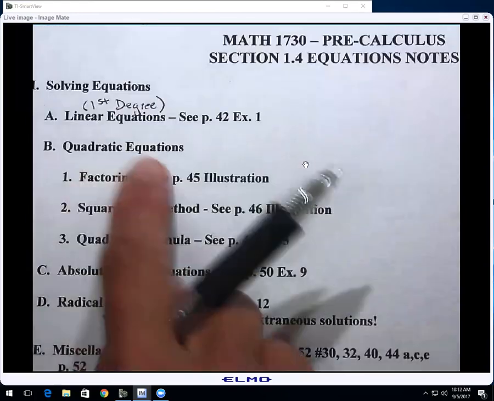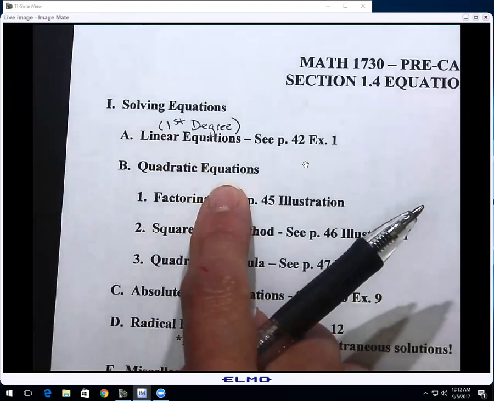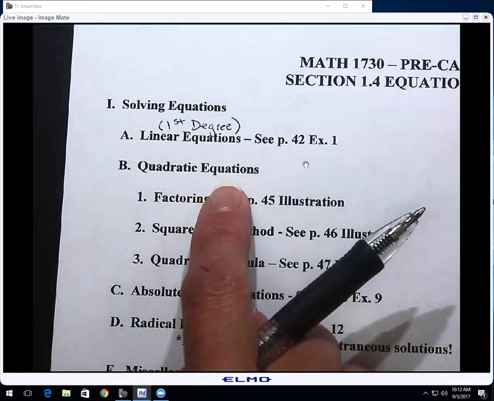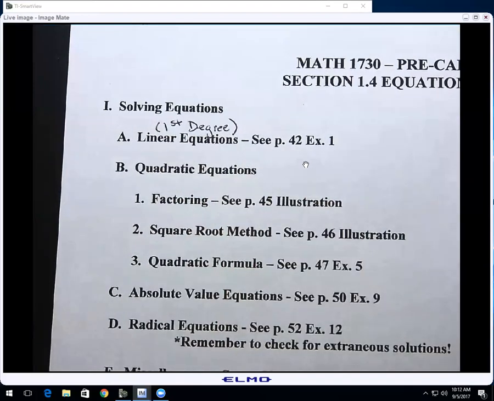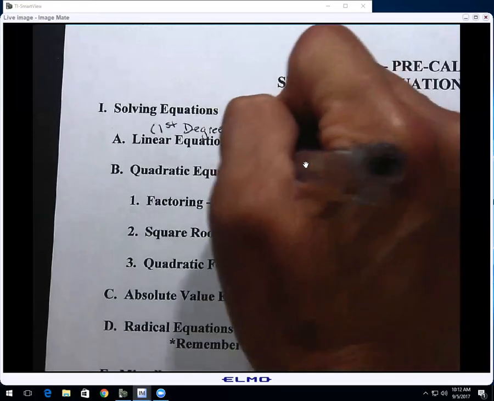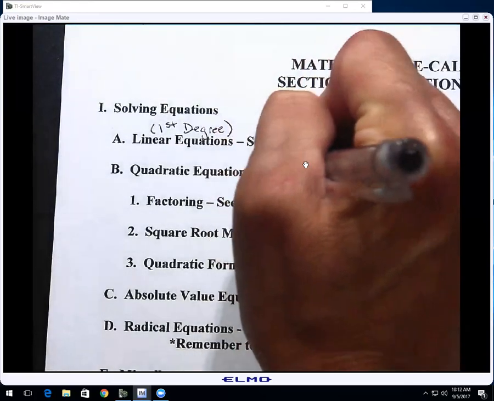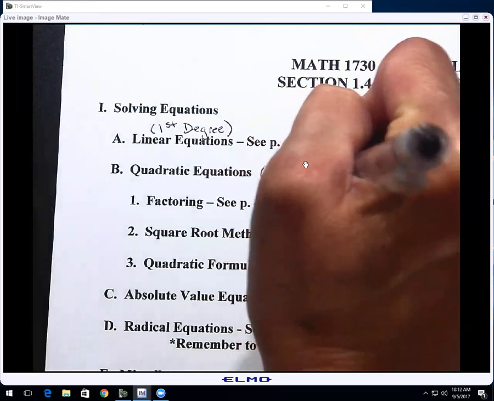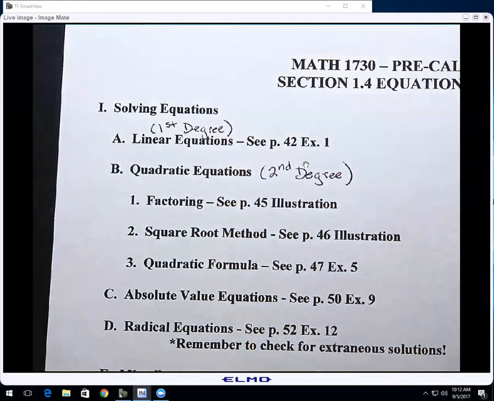Now, what about a quadratic equation? How do you recognize a quadratic equation? If you graph it, it's a parabola, yes. But if we're not graphing, we're just solving, how do I look at an equation and go, well, this is quadratic? It is second degree. Linear is first degree, quadratic is second degree. The highest power is 2. It has an x squared, but no higher degree equation or expression.